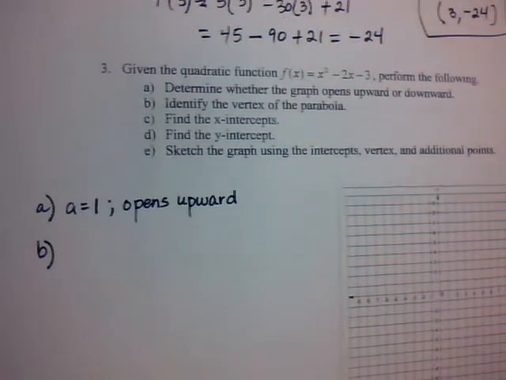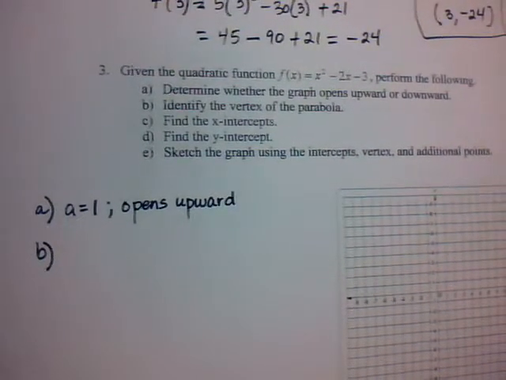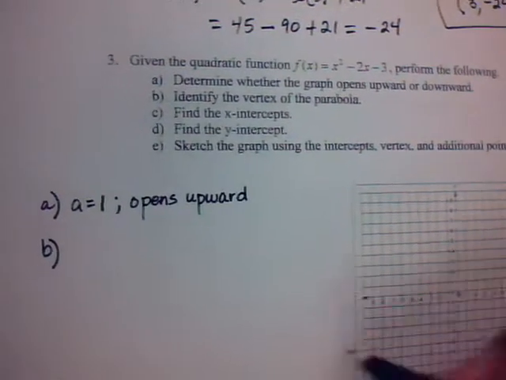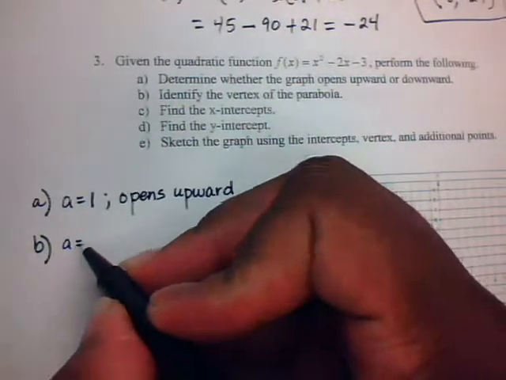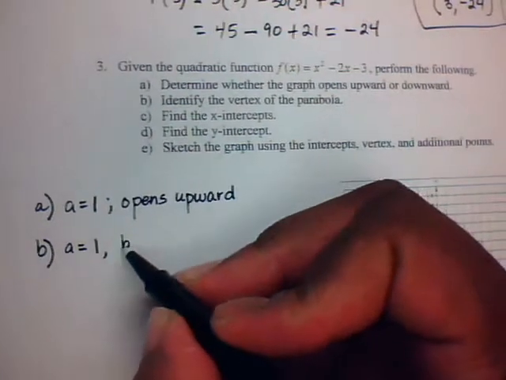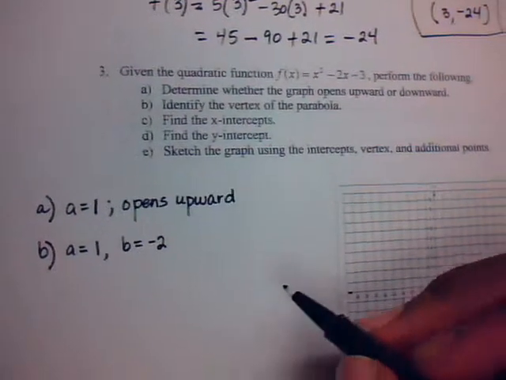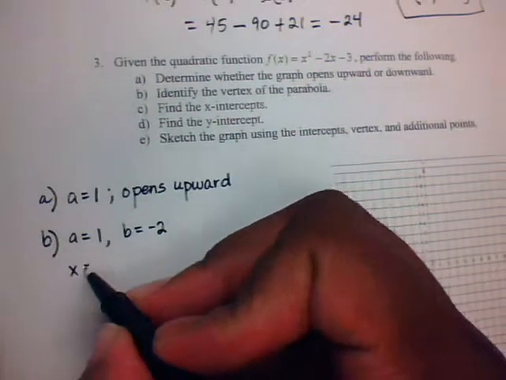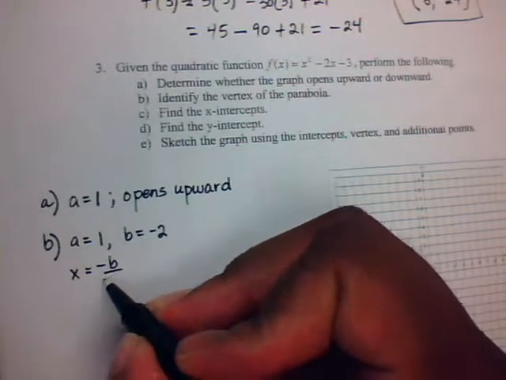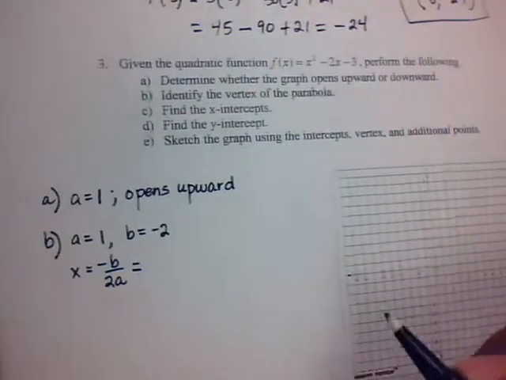Part B is identifying the vertex of that parabola. It's written in general form, so we need to identify a, which is 1, and b, which is negative 2. That's the number in front of your x. And we have to use x equals negative b over 2 times a.